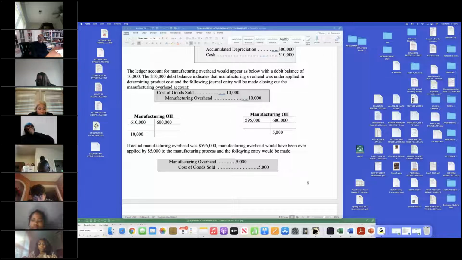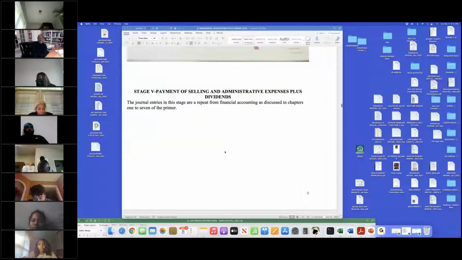Then here are our selling and administrative expenses. These are our selling and administrative expenses.